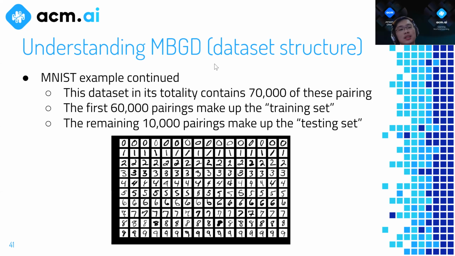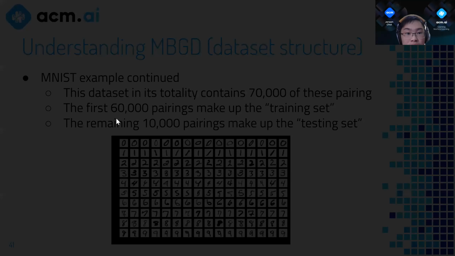Okay, so let's talk about the structure of this data set. The MNIST data set contains 70,000 input and output pairs. The first 60,000 pairings are considered the training set, and the last 10,000 pairings are our testing set. However, in practice, we usually would shuffle the entire data set before making the split, just to make sure there's no potential bias that we're introducing to our data set.